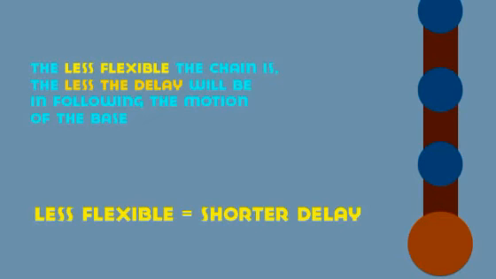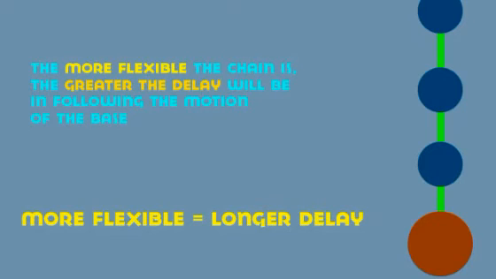But let's take a look at the principle at work here. The less flexible the chain is, the less the delay is in the motion. The more flexible the chain is, the greater the delay in the motion. So we got these three things applied to delay. And that's really what follow through is: how much is this part delaying from the motion.